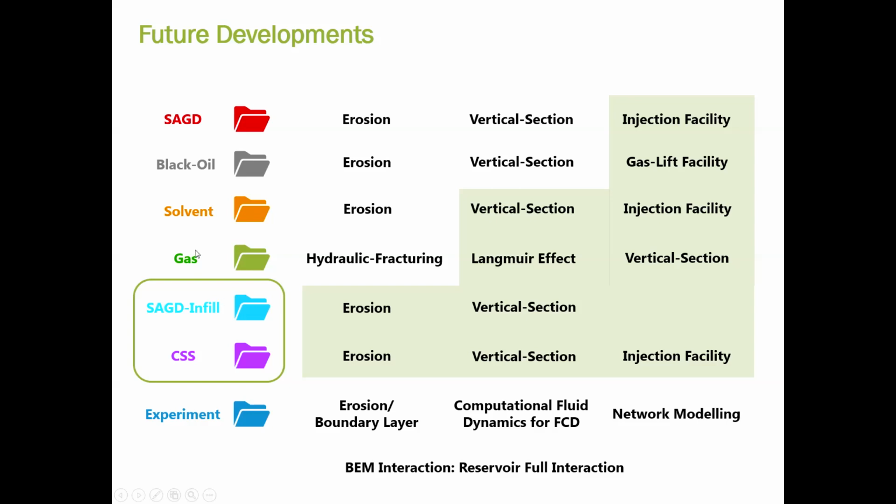Currently, we're working hard on the gas tank to have the Langmuir effect and the vertical section wrapped up. And in the future, we will have SAGD infills and CSS. We're also working to wrap up the experiment module, which models the erosion experiments using the boundary layer and using CFD modeling to see how the flow control device is reacting, and network modeling for better rock perm representation, and developing better boundary element models for interaction between the wells in the future.